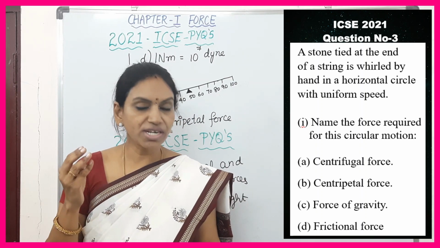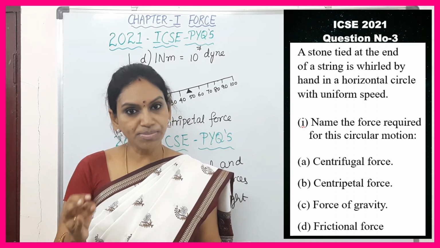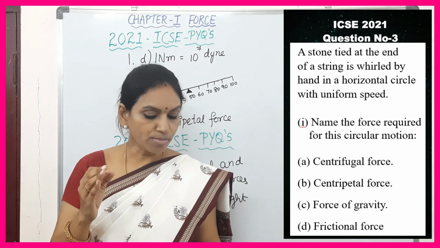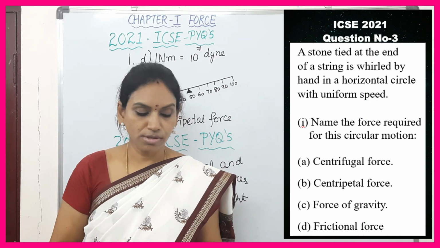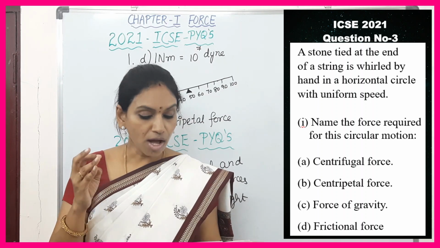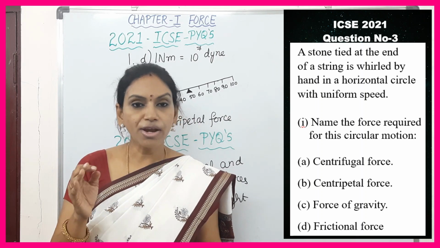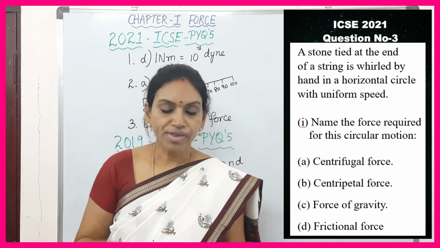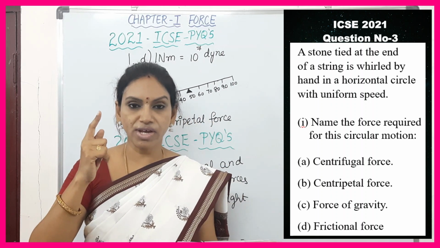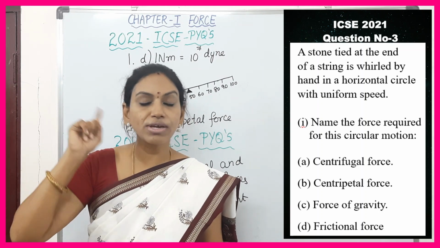The options are option A, centrifugal force, option B, centripetal force, option C, force of gravity, and option D, frictional force. See, they have told the stone has been tied at the end of the string and it has been whirled in a horizontal circle with uniform speed.